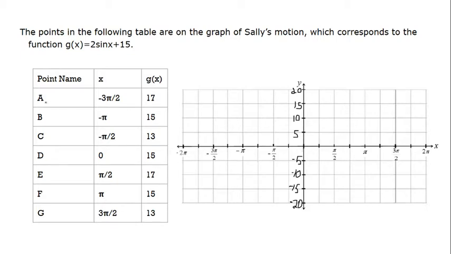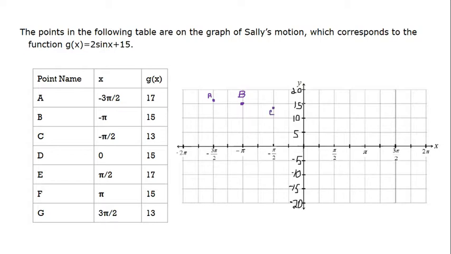So the first point, point A, is at negative 3 pi over 2. So I'm going to go negative 3 pi over 2 and then up to 17. So here is point A. Point B is at negative pi, 15. So here is my point B. Point C is at negative pi over 2, 13. There would be my point C.